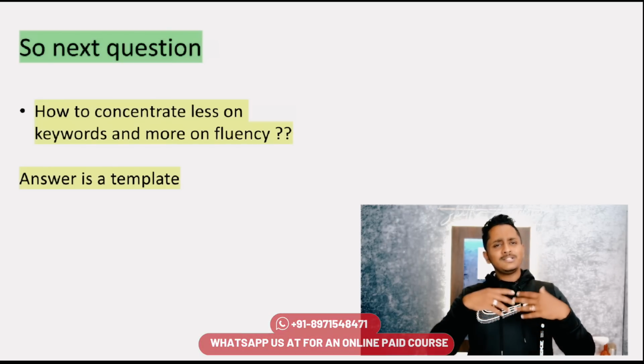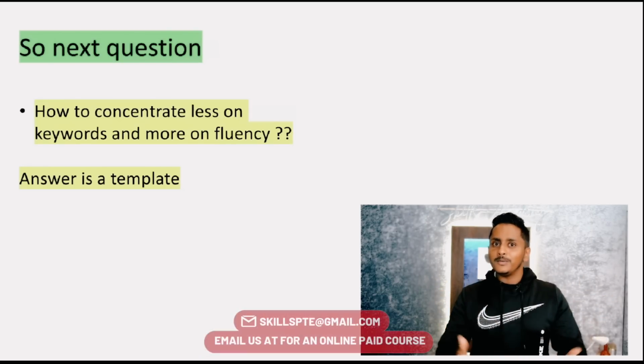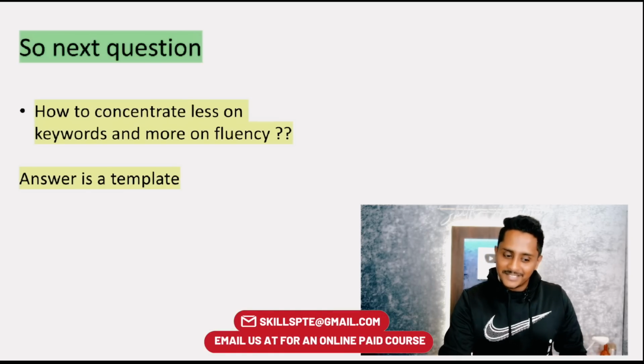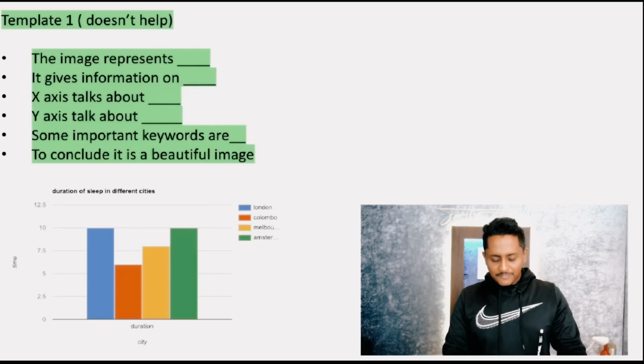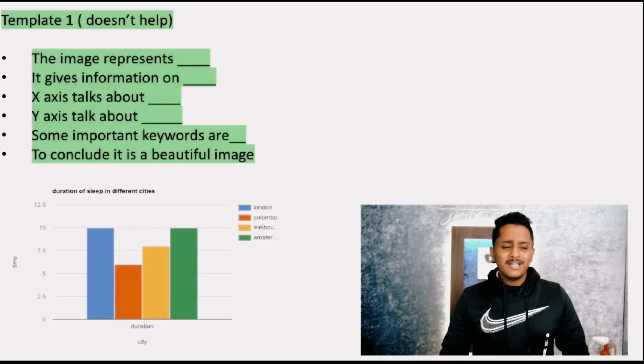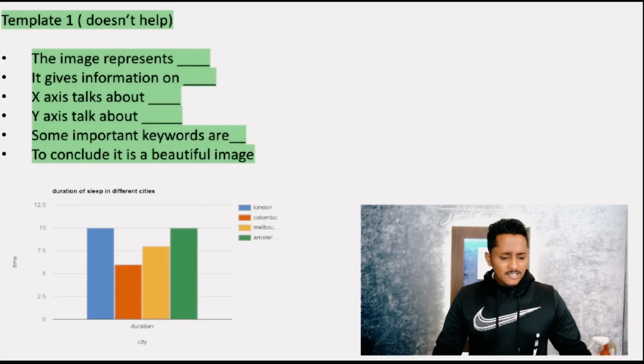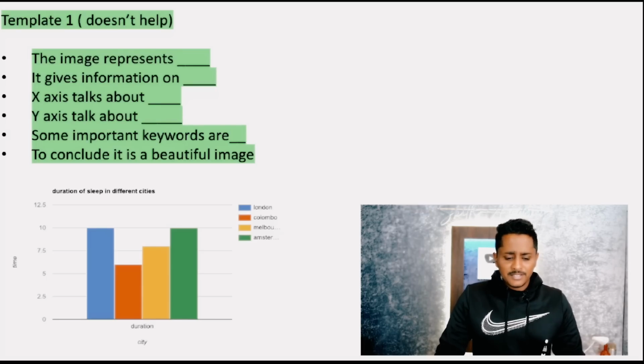The next question is how to concentrate less on the keywords and more on the fluency. The answer is a template. We need a template. So many people have different templates. Every template will work, but the point is you need to speak fluently. Something like this, the image represents duration of sleep in different cities. It gives information on London or Colombo.